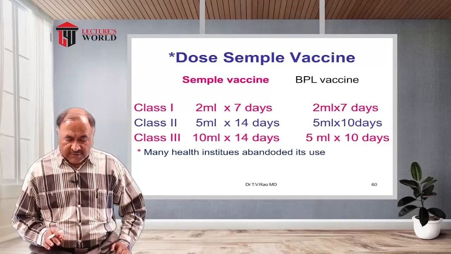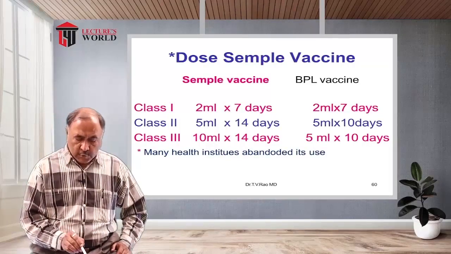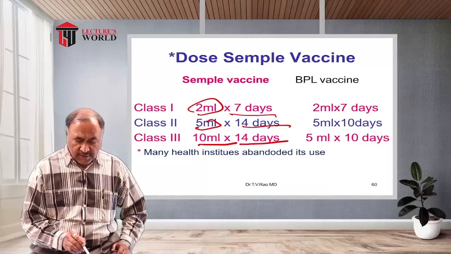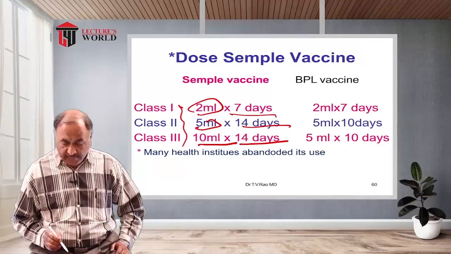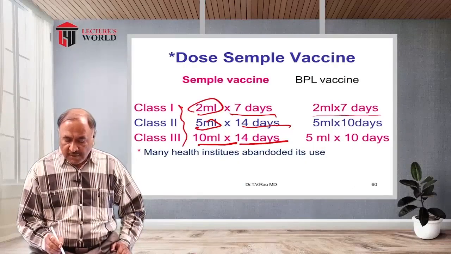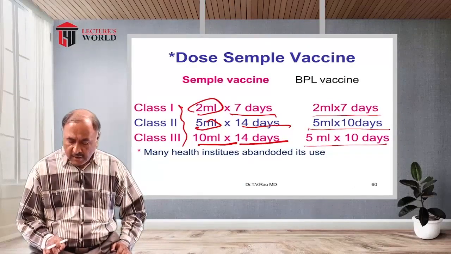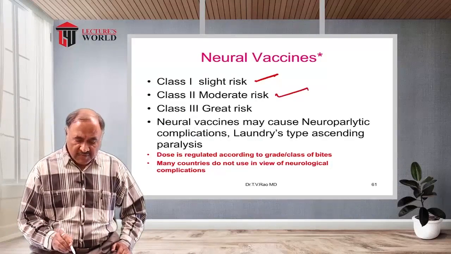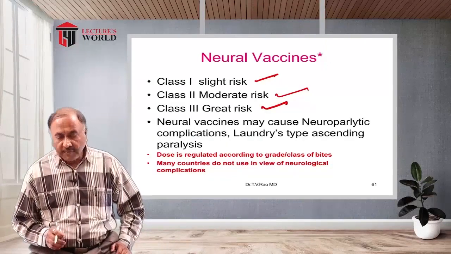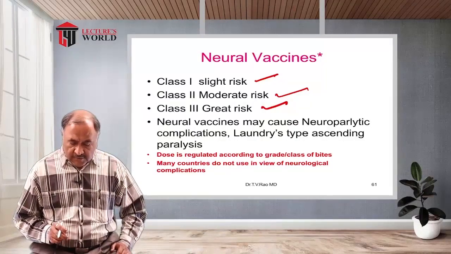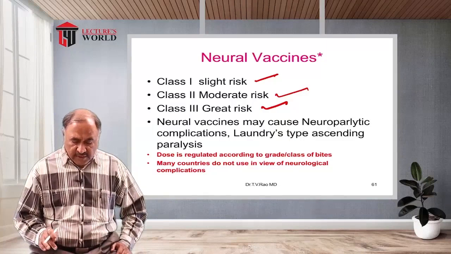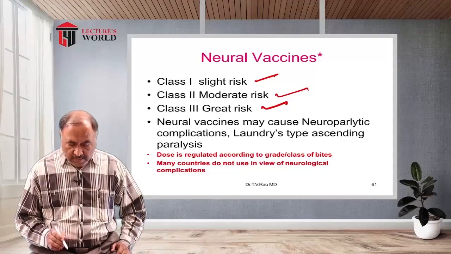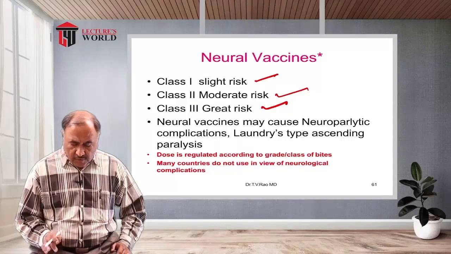This is used in developed countries with neural complications. Now, the dose schedule of the vaccines includes class 1 is 2 ml for 7 days, 5 ml for 14 days and 10 ml for 14 days for class 3. These are the different classes as we have described earlier. And in BPL vaccines, it is 2 ml for 7 days, 5 ml for 10 days and 5 ml for 10 days. Neural vaccines: class 1 is at slight risk, class 2 at moderate risk and class 3 at great risk. Neural vaccines may cause neuroparalytic complications and Landry's type ascending paralysis. The dose is regulated according to the grade or class of bites, and in many countries it is not used in view of neurological complications.